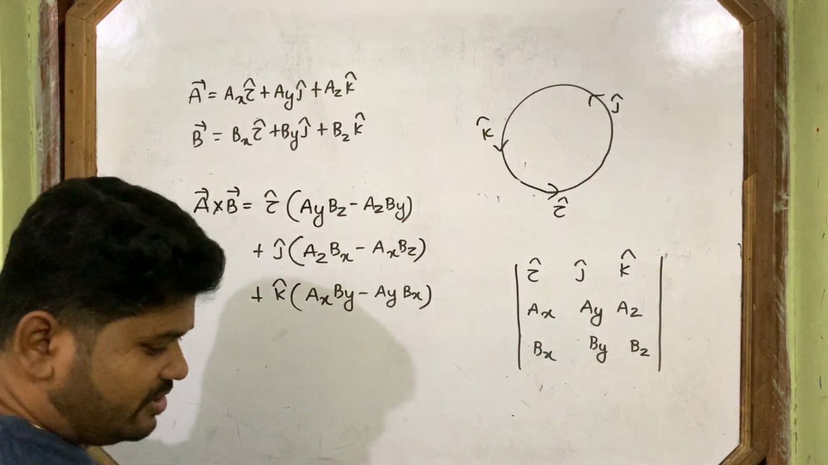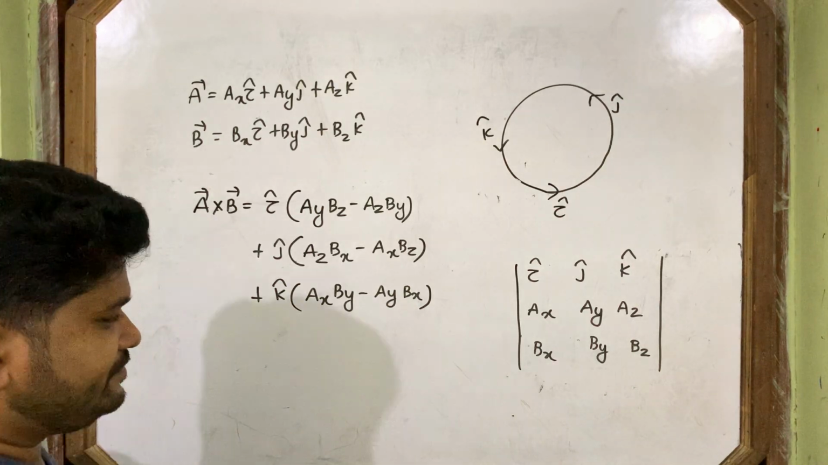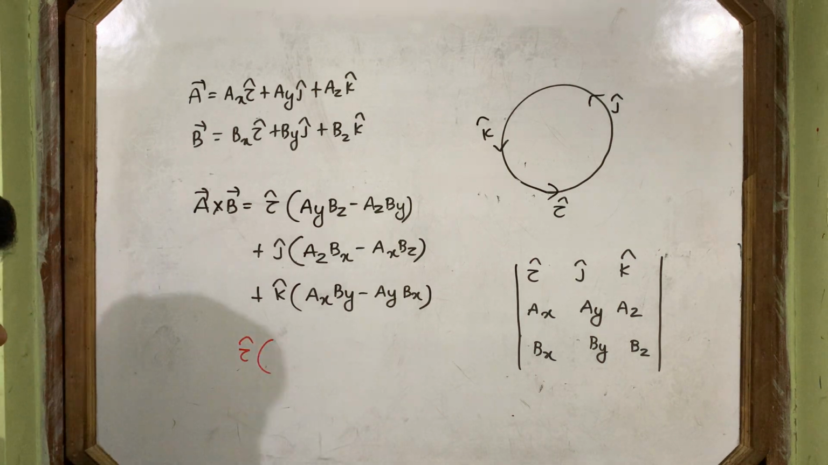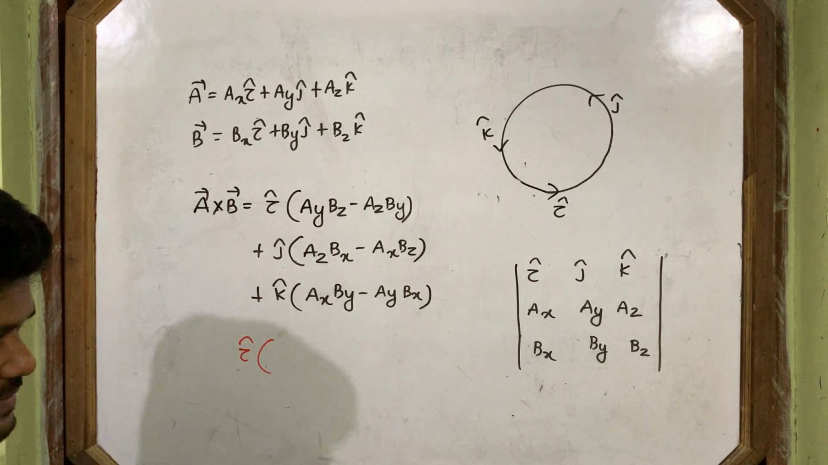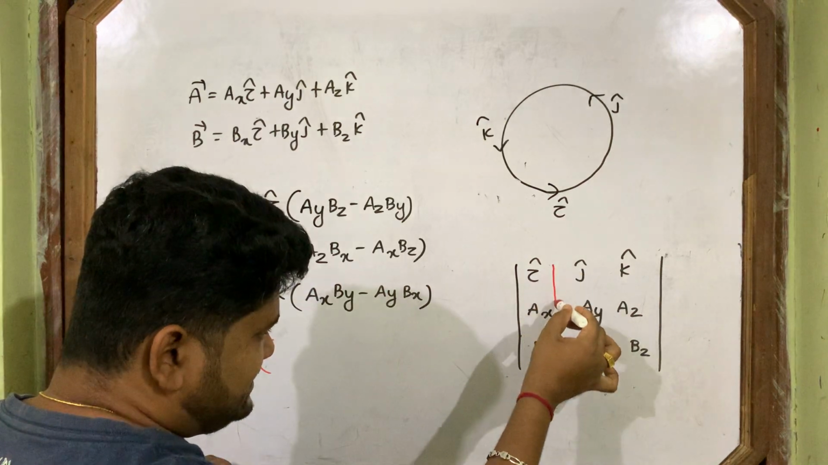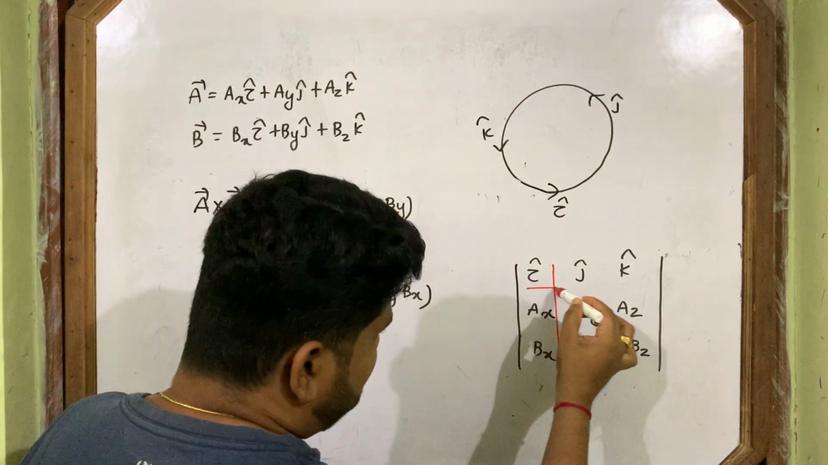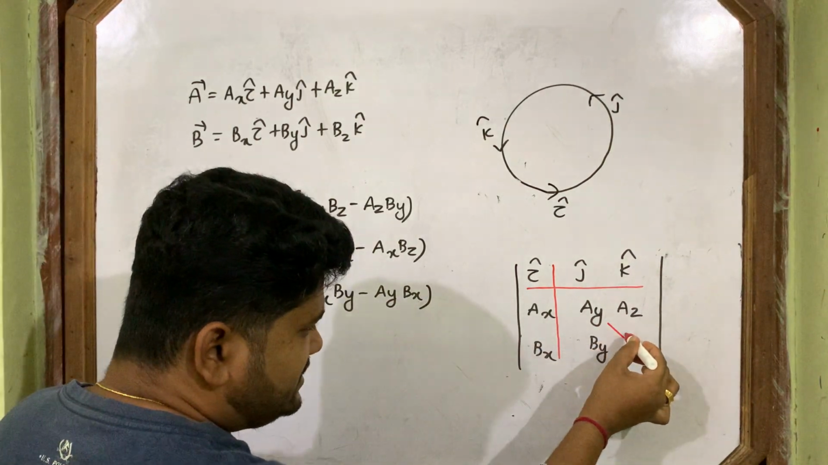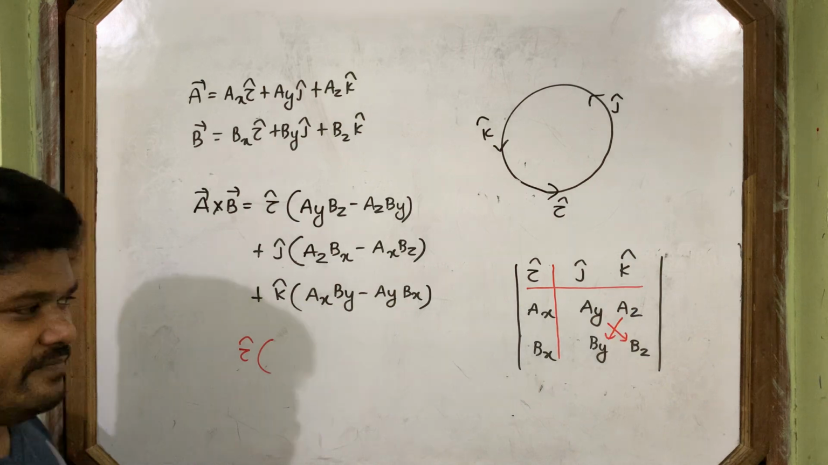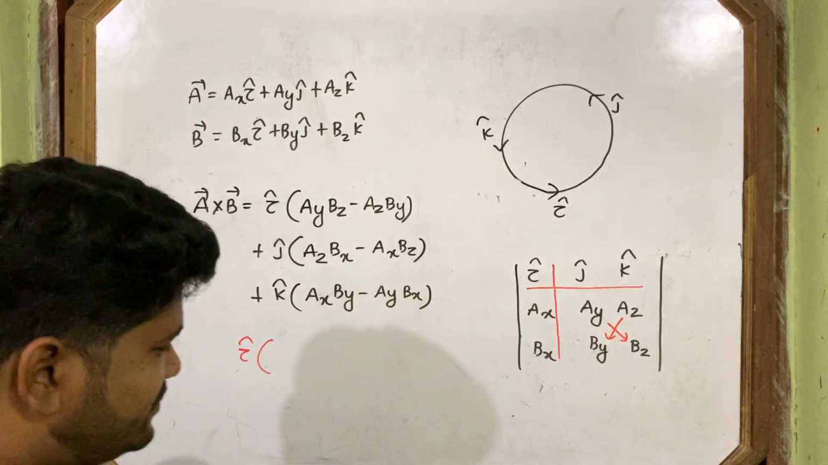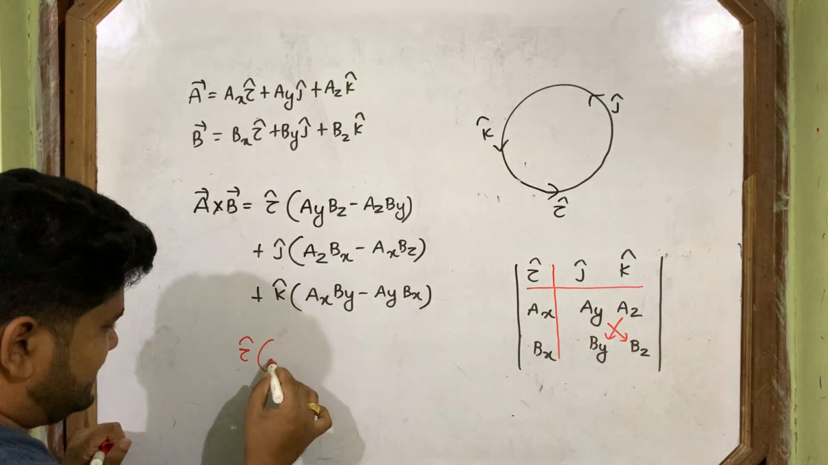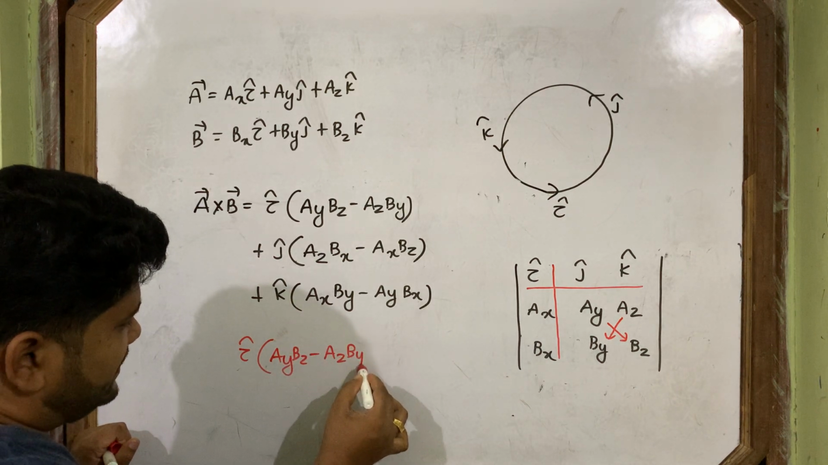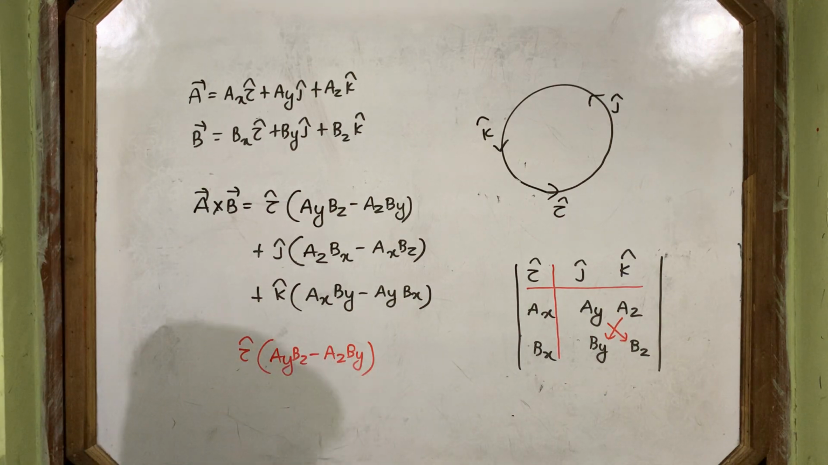Now see here, how the formula comes from this. When you write first I cap, I am writing the answer here. When you first write the I cap, then you forget this column and this row. What remains? Only this much. So this to this, this to this. Just do the cross. So what are we getting? See, AYBZ minus AZBY. I cap you got.